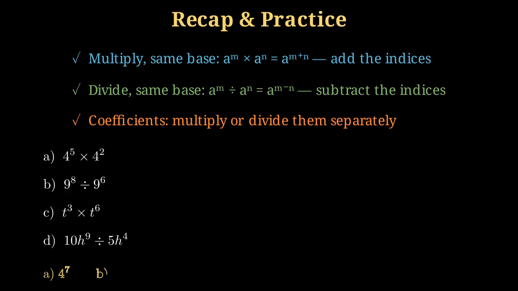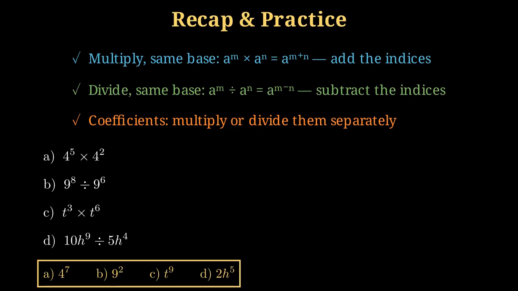Answers. A, add the indices: 4 to the 7. B, subtract: 9 squared. C, t to the 9. D, 10 over 5 is 2. 9 minus 4 is 5. 2h to the power 5.